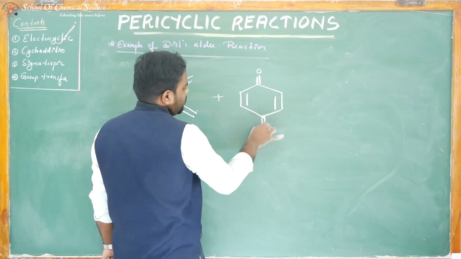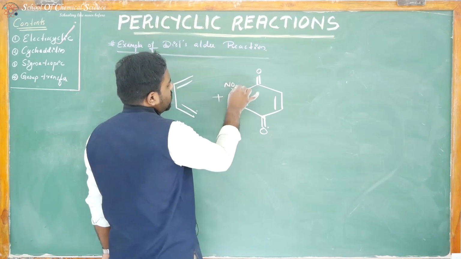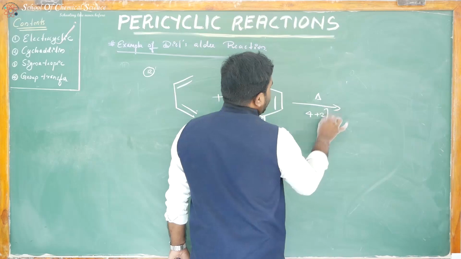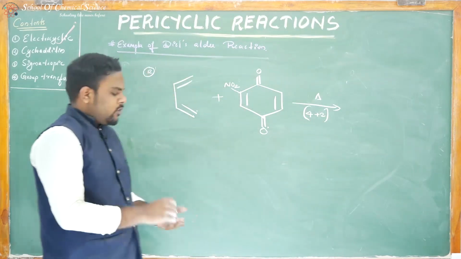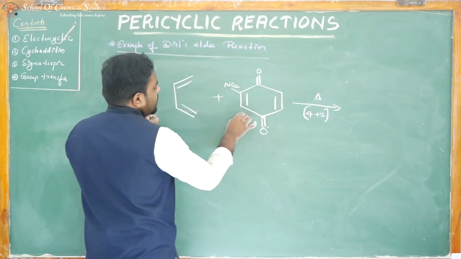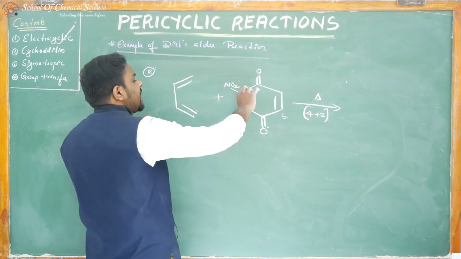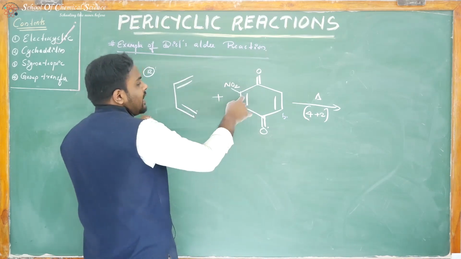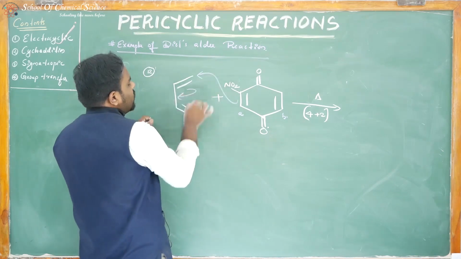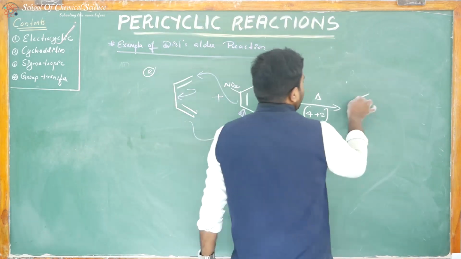quinone. This is quinone. Here an NO2 group is also present. Under thermal condition, definitely this is a 4+2 cycloaddition reaction. This is diene. Two dienophiles are present, dienophile A, dienophile B. Which is more reactive? Definitely dienophile A is more reactive because it contains an electron withdrawing group. So this will attack here, this will move towards here. Here a new sigma bond is formed. So a six-membered ring is your product.